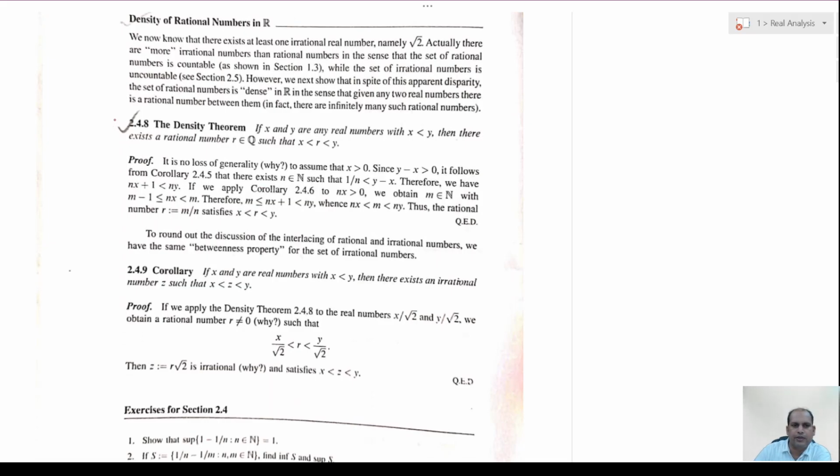So let us do the next theorem, that is the density theorem: if x and y are any real numbers with x less than y, then there exists at least one rational number r such that x is less than r is less than y. In fact, there exist infinitely many rational numbers between any two real numbers.